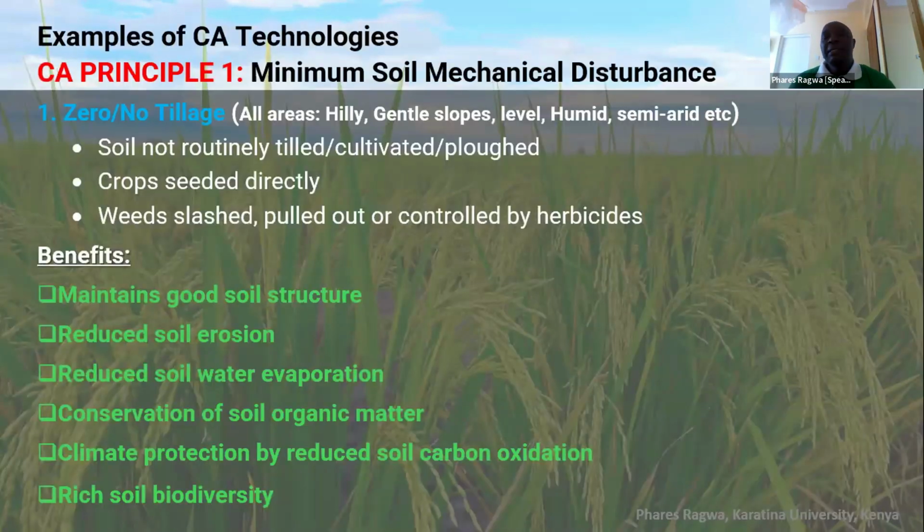So let us look at some examples of conservation agriculture technology under each of those principles. And we start with the principle of minimum soil mechanical disturbance. I've seen sometimes people talk about no tillage, meaning that you're not cultivating the soil. Other people talk about zero tillage. And like the title says, others will talk about minimum tillage.